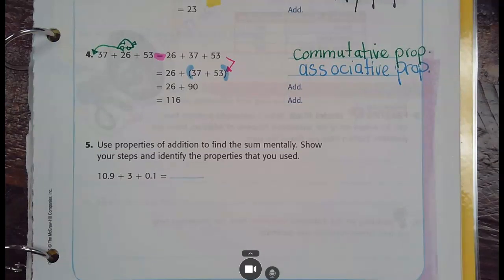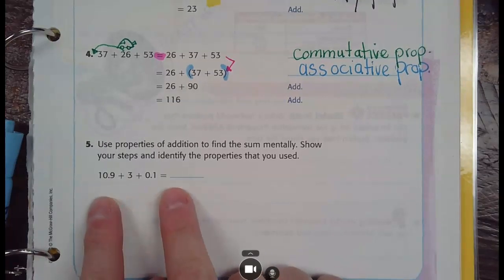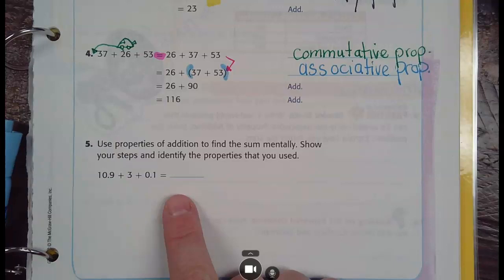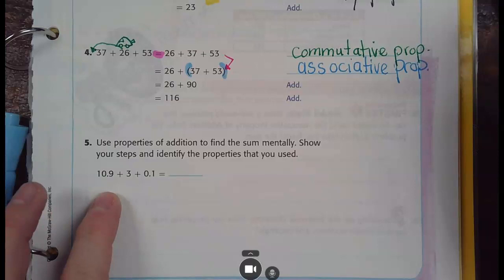Maybe. If you're looking at these numbers, which two of these numbers would be the easiest to add in your head? I don't agree with you, but good try. The easiest. Why would I want to add the 10.9 to the 0.1?